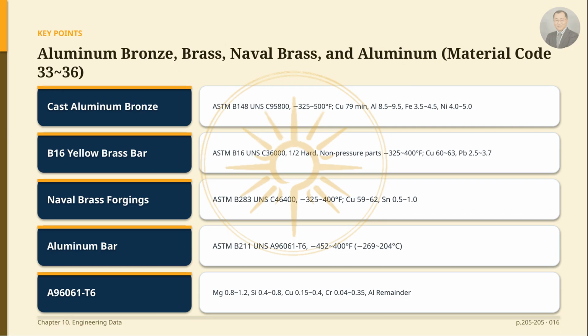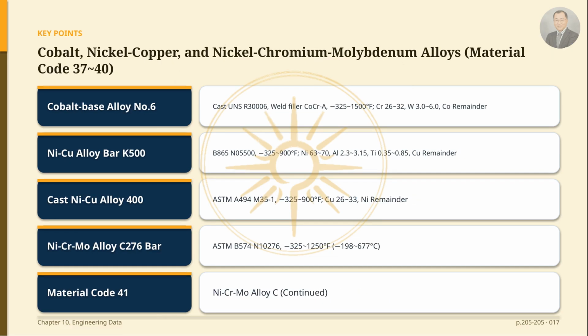It contains 0.8 to 1.2% magnesium, 0.4 to 0.8% silicon, 0.15 to 0.4% copper, 0.04 to 0.35% chromium, and the remainder is aluminum. I would like to introduce cobalt-based alloys in nickel alloy series.